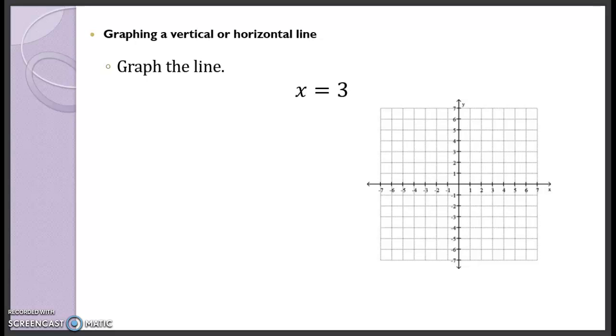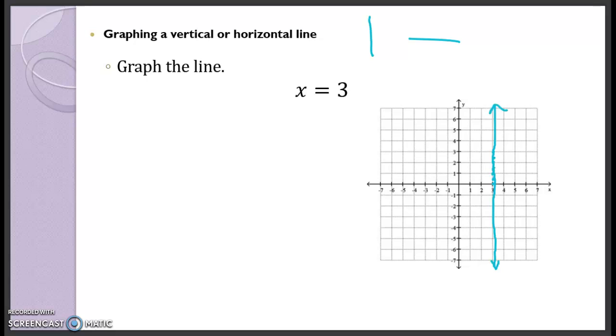And this is why. Because a vertical line, x equals 3, okay, remember vertical is up and down, horizontal is this way. So a vertical line is always going to have points at x equals 3. X always equals 3, even in between here. No matter what, x is 3. So we have a line straight through 3. And that is a vertical line.